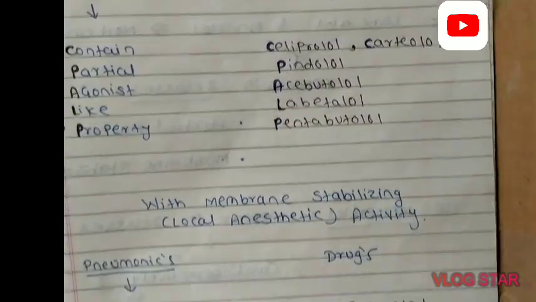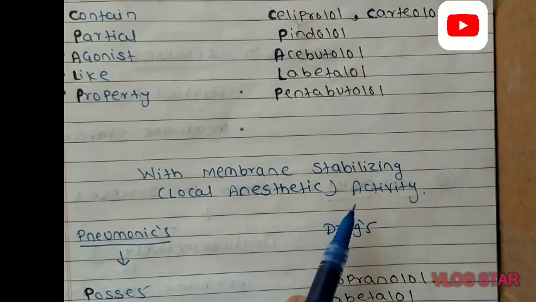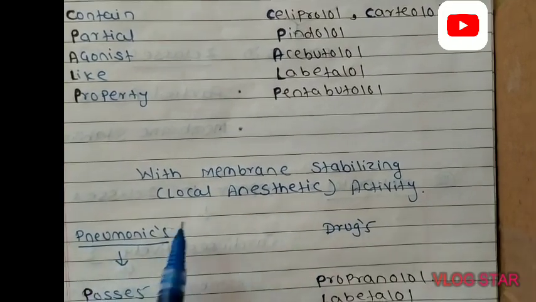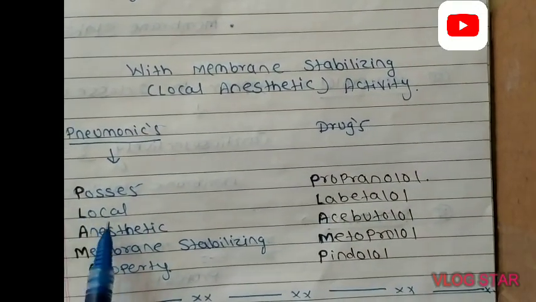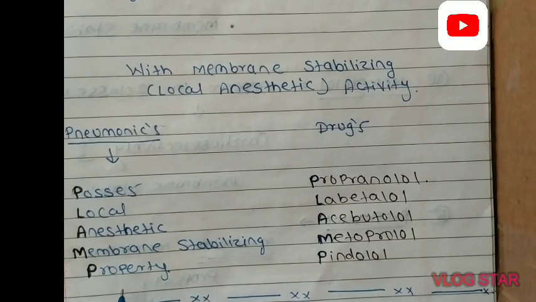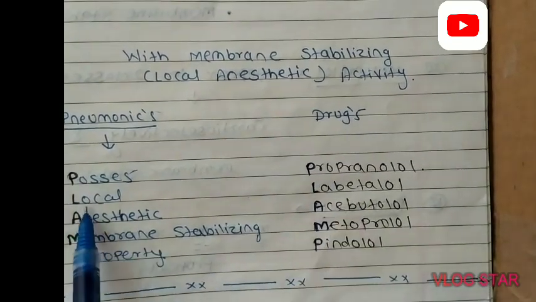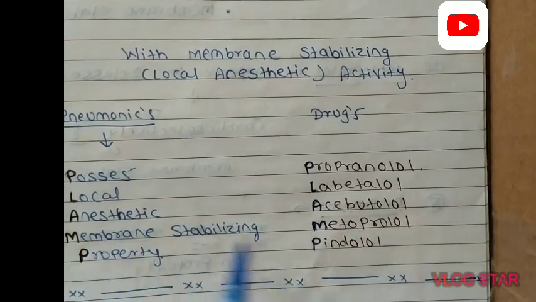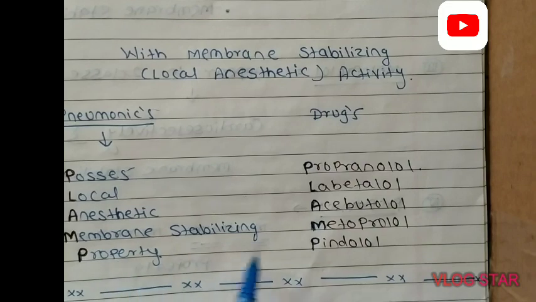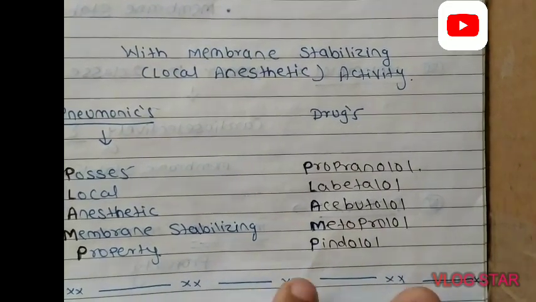Let us further start with the membrane stabilizing, local anesthetic activity beta blockers. The mnemonic for these beta blockers is: possesses local anesthetic membrane stabilizing property. So P stands for propranolol, L stands for labetalol, A stands for acebutolol, M stands for metoprolol, and P stands for pindolol. So this is all about the beta blockers.